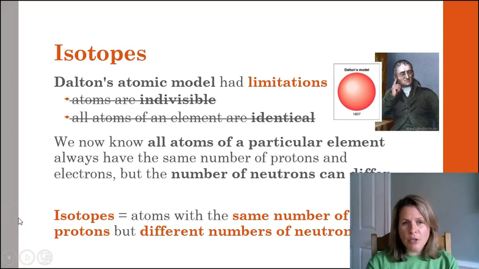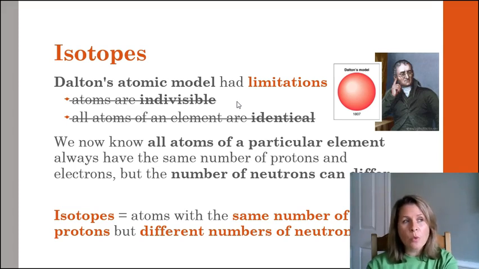All right, so isotopes. If we think back to Dalton, and remember he had this billiard ball model of the atom, there were limitations to his model. For one, he said that atoms are indivisible. We know they aren't because we have these subatomic particles. He also said that all atoms of an element are identical. Well, they aren't identical either, and that's where these isotopes come into play.